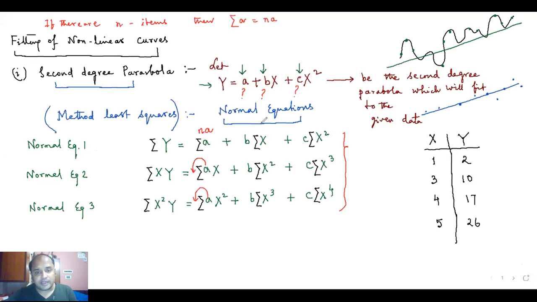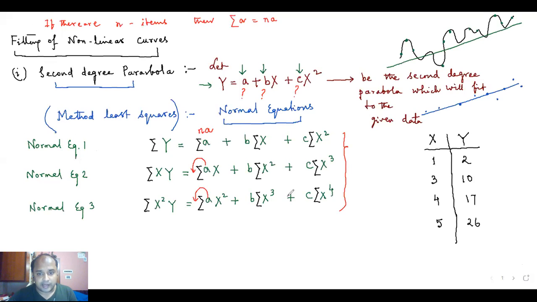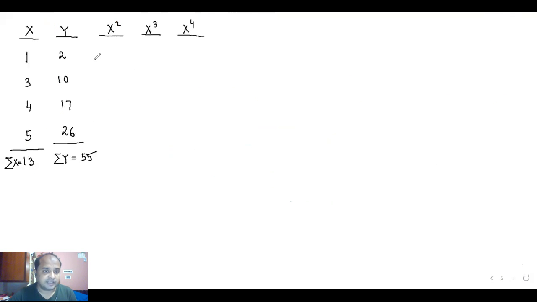What else do we need? We have got summation Y, we have got summation X, we need summation X squared. So we will introduce another column which is X squared. We will introduce another column which is X cube. We'll introduce another column which is X to the power 4, because all these quantities are there. X squared, X cube, X to the power 4. So 1 square is 1, then 9, then 16, then 25. X cube is 1, 27, 64, 125. And this would be 1, then 81.